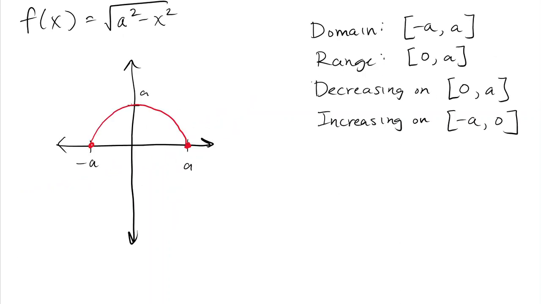The last one we've actually seen before, but I just wanted to generalize it. If you have the square root of the difference in some number squared and x squared, the graph of that is the upper half of the circle of radius a. If you have a function of the form square root of a squared minus x squared, its graph will be the upper half of the circle of radius a centered about the origin. So the domain will go from minus a to a.